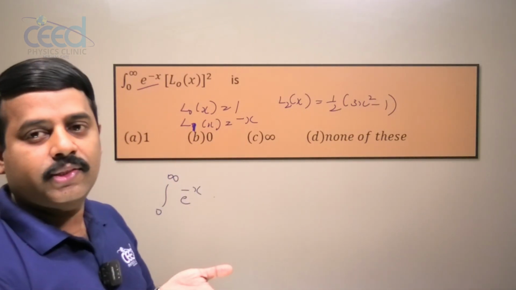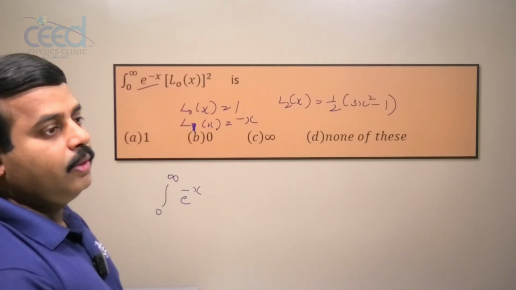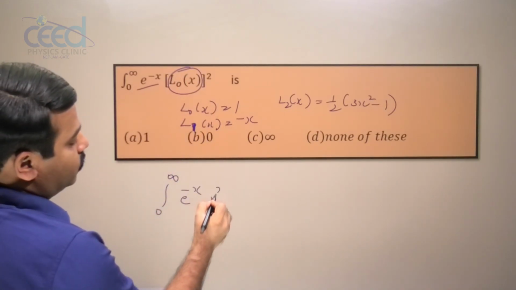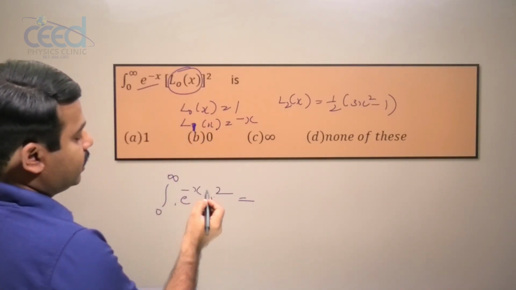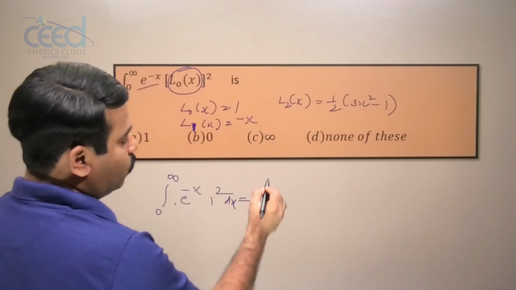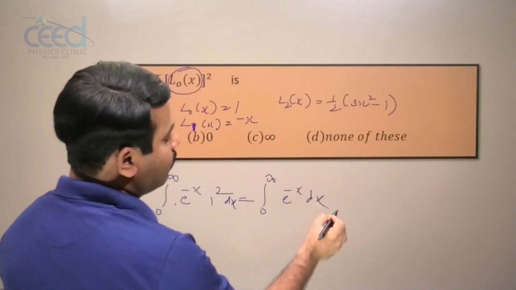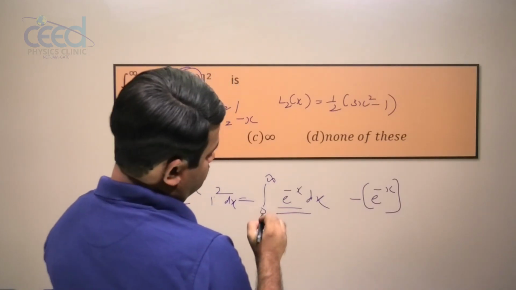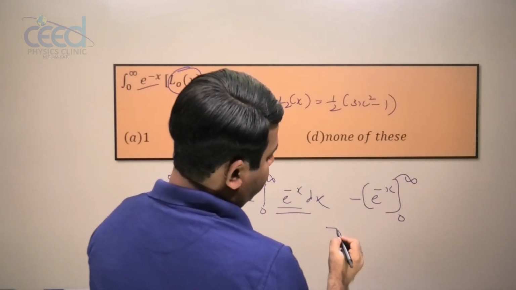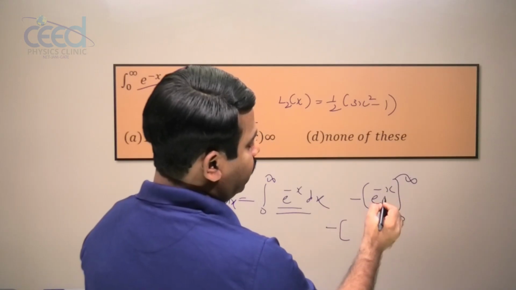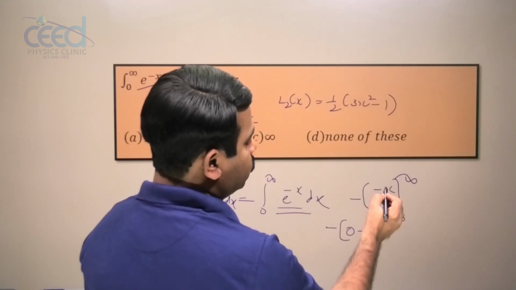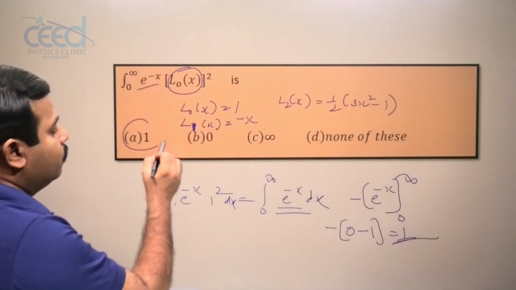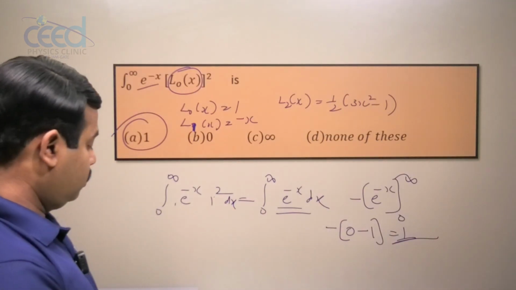Right, go to my teachings. You see, there we have discussed in previous theory discussions. Then here L0 of x whole square means 1 square. That is integral 0 to infinity e raised to minus x dx. E raised to minus x on integration is minus e raised to minus x, limit 0 to infinity, that is minus e raised to infinity, which is 0, minus minus e raised to 0, that is 1. And the answer is 1. Right? And which is the option? Option A is correct. Right? Alright.